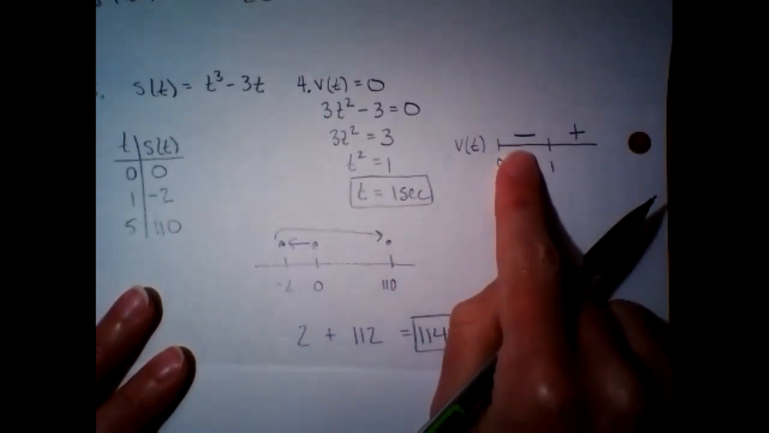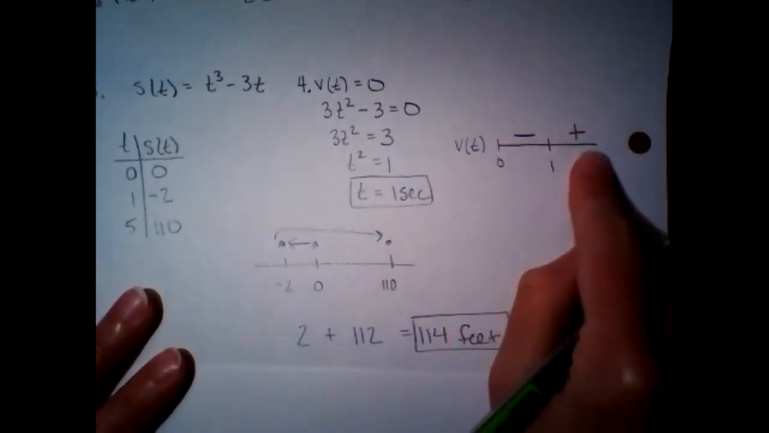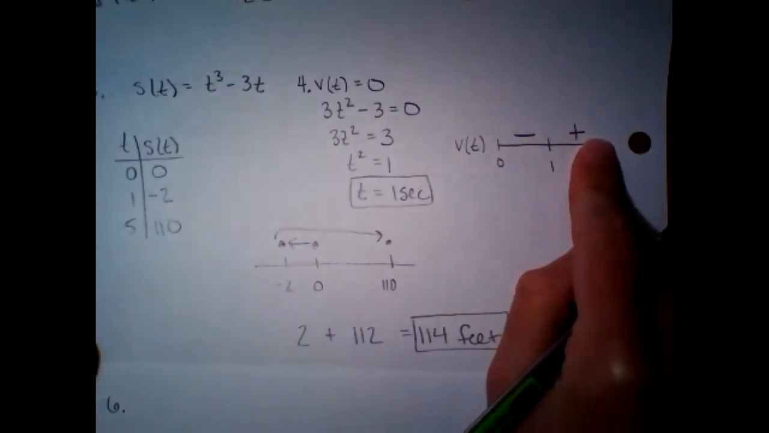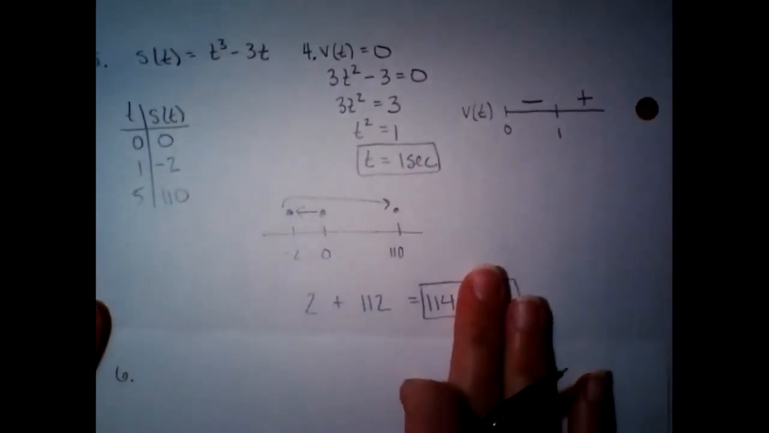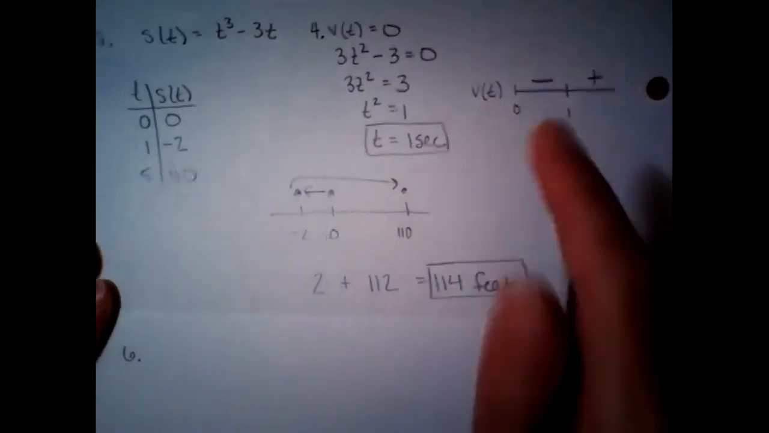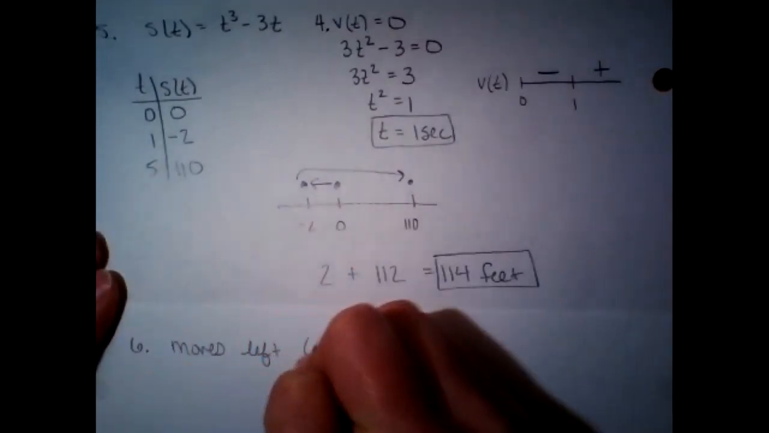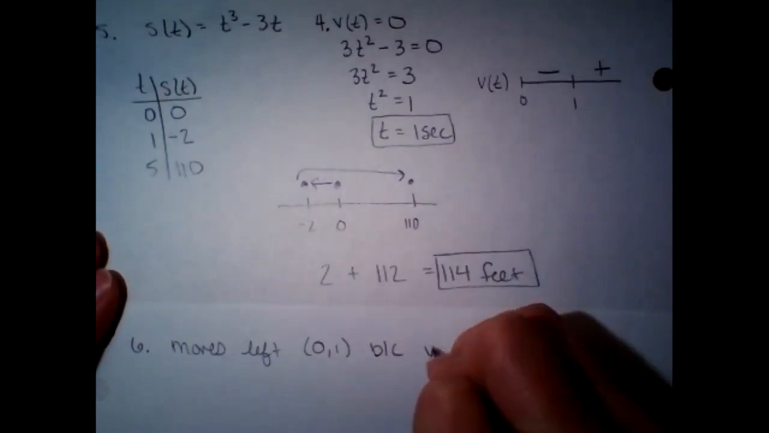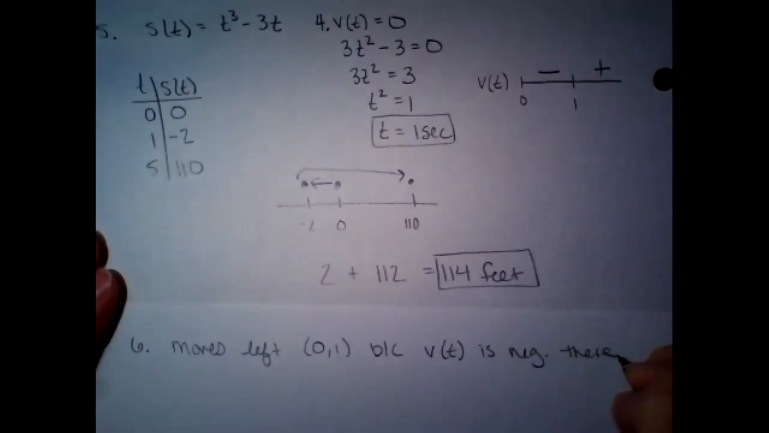So the particle moves to the left or in the negative direction, and then to the right or in the positive direction. So number 6 said, when does the particle move to the left? Justify your answers. So it would be from 0 to 1. So it moves left, 0 to 1, because velocity is negative there.